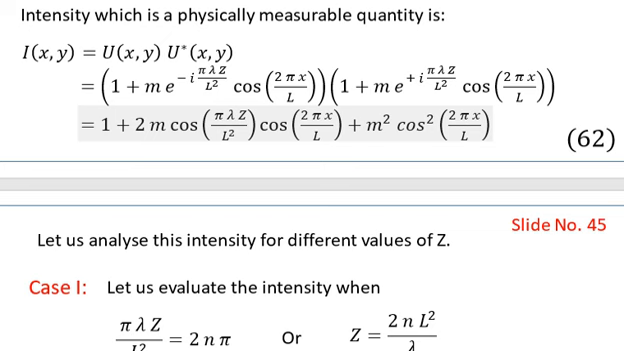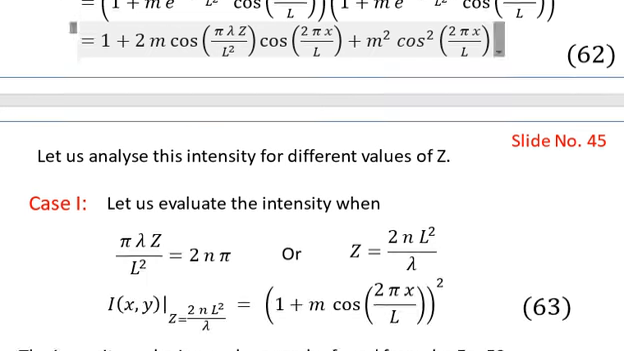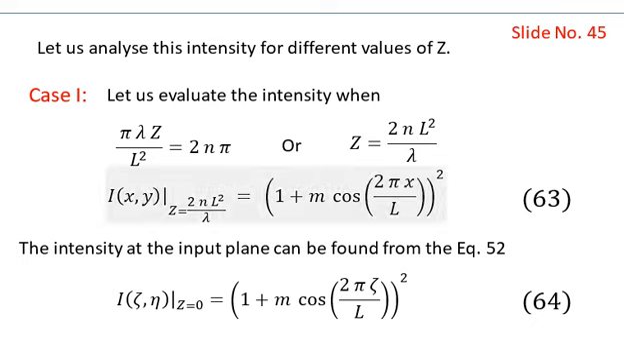We want to get rid of this cos function so that we can get some useful or meaningful results from equation 62. So we put that quantity, pi lambda z over L square, equal to 2n into pi. Or you can get the value of z from here, which becomes z equal to 2n L square over lambda.